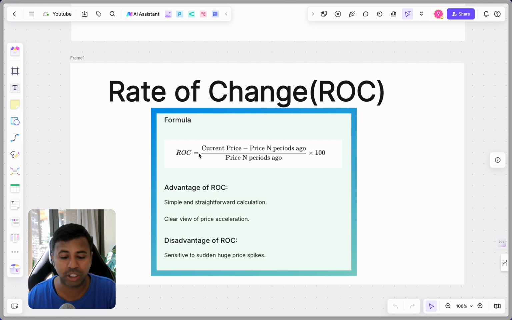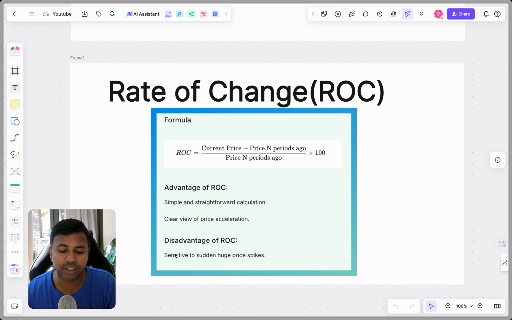When the rate of change is positive, we know that the price is accelerating in the upward direction, or the stock is moving in the upward direction. When the ROC value is negative and very large, it means that the price is moving in the downward direction at a fast rate. The same applies to the upward direction. When the ROC value is high and positive, it means it is accelerating in the upward direction fast.